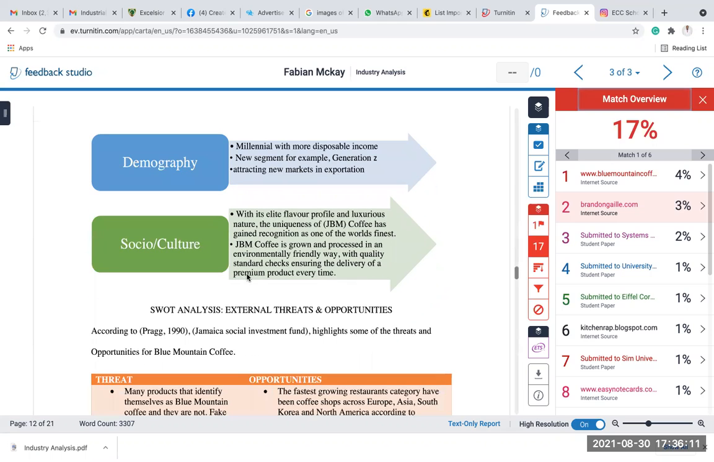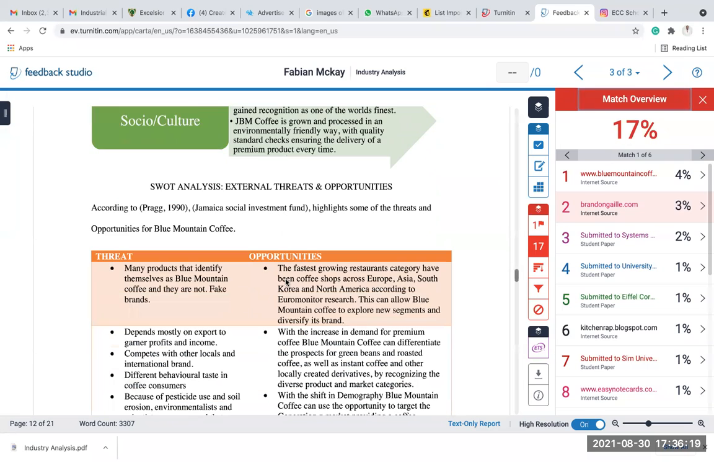Correct that for me, because when I'm marking the assignment, I'm going to actually Google and check a lot of stuff that you have in this. I'm seeing, according to Prague 1990, Jamaica Social Investment Fund. I'm not sure where this source is coming from. If it was written by Prague for Jamaica Social Investment Fund, then you only need to quote Prague, not Jamaica Social Investment Fund. And here you didn't say Jamaican Blue Mountain Coffee, because clearly the name is Blue Mountain Coffee. If you want to abbreviate, you can just say BMC from way up top.